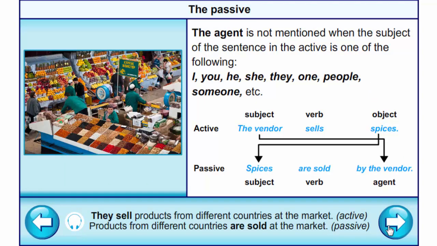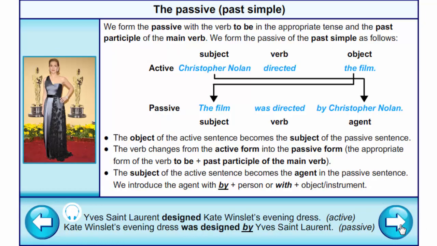The agent is not mentioned when the subject of the sentence in the active is one of the following: I, you, he, she, they, one, people, someone, etc. They sell products from different countries at the market. Products from different countries are sold at the market. The passive in past simple is formed with the verb to be in past simple, was, were, with the past participle of the main verb. Yves Saint Laurent designed Kate Winslet's evening dress. Kate Winslet's evening dress was designed by Yves Saint Laurent.